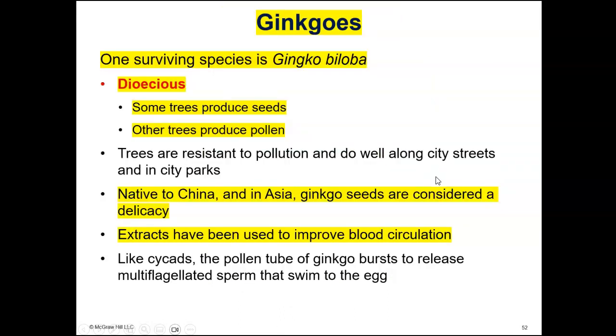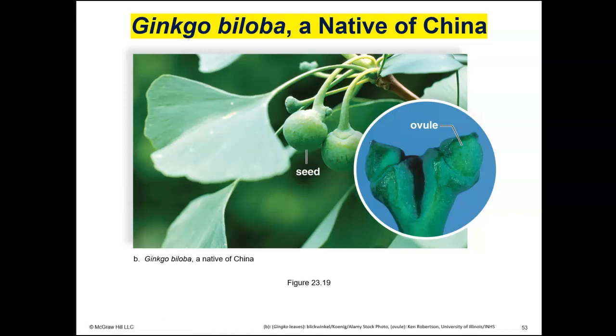Ginkgos only have one surviving species, Ginkgo biloba. They are dioecious, like the cycads. They're native to China, and ginkgo seeds are considered a delicacy in Asia. The ginkgo extracts have been used to improve circulation. This is a picture of the Ginkgo biloba where you can see the seed and the leaves of the ginkgo.